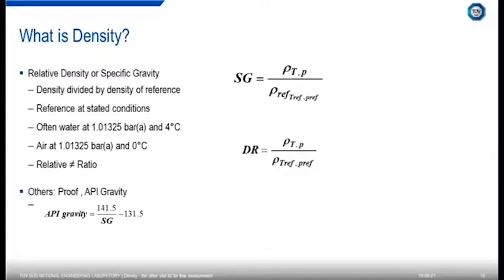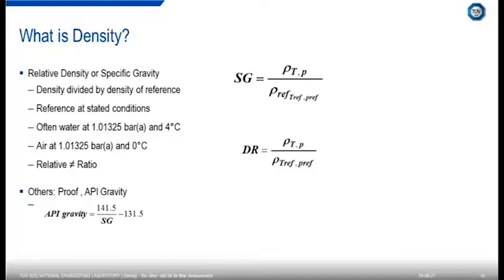There are, of course, a number of other ways of defining density. You can think in terms of relative density or specific gravity, which is a density divided by a density of a reference. And the reference has to be at stated conditions. You also have to state what the reference is. It's typically water at 1.01325 bar and 4 degrees Celsius. It might be air if you're talking of a gas, again at the same pressure, but possibly at 0 Celsius. There again, it could be at 15 Celsius, or it could be at 20 Celsius.